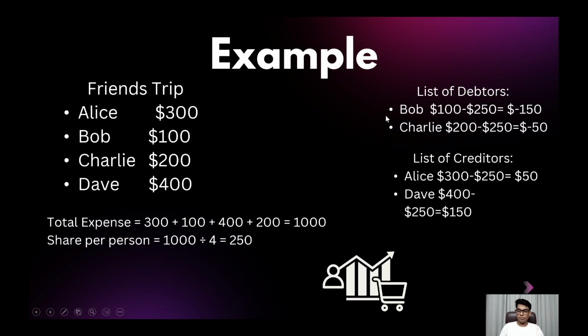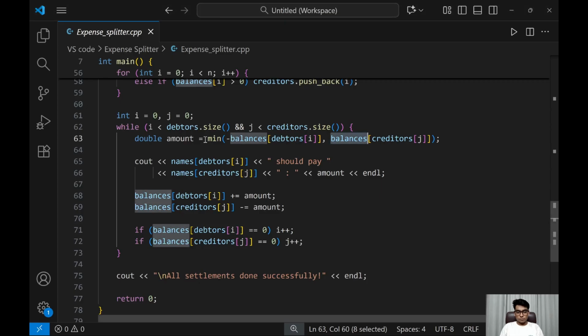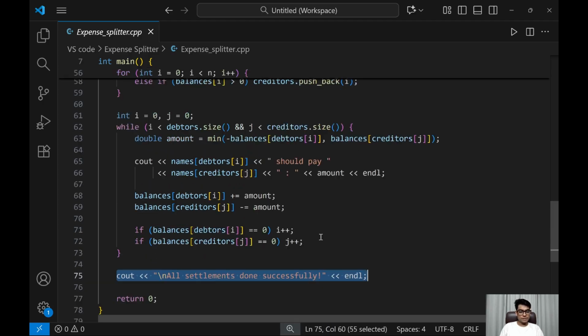Now Bob is settled up, because minus 100 plus 100 would lead to 0, and Dave would be 150 minus 100, that is 50. And finally we will move to the next debtor, and the creditor remains the same, and Charlie, who has to pay 50, would pay 50 to Dave, and the amount would be finally the same. Therefore all the settlements work, and the code would work, and it will finally show all settlements done successfully.